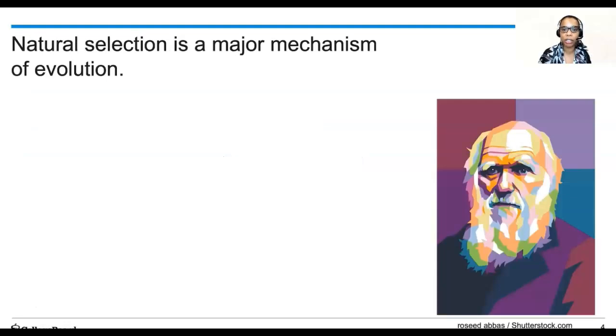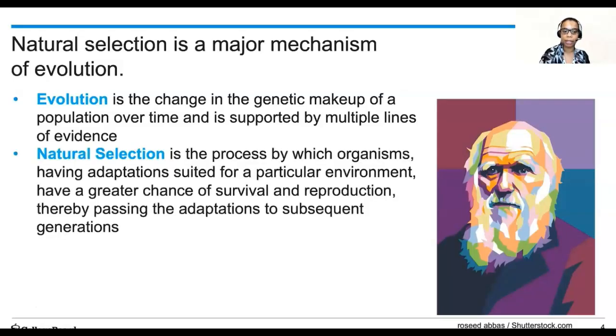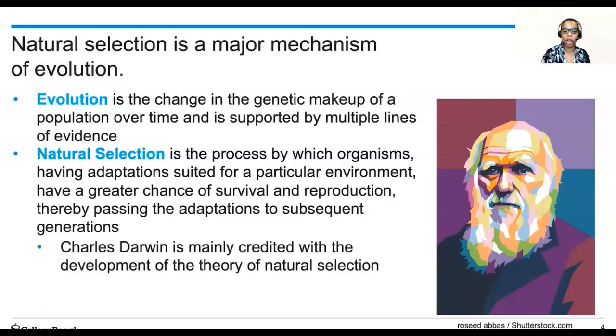Natural selection is a major mechanism of evolution. It's what drives evolution. Evolution is a change in the genetic makeup of a population over time, and it's supported by multiple lines of evidence. Natural selection is a process by which organisms having adaptations that are suited for a particular environment have a greater chance of survival and reproduction, thereby passing those adaptations on to subsequent generations. Charles Darwin, here to the right, is mainly credited with the development of the theory of natural selection.